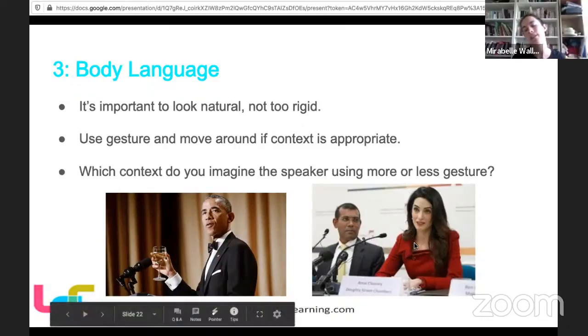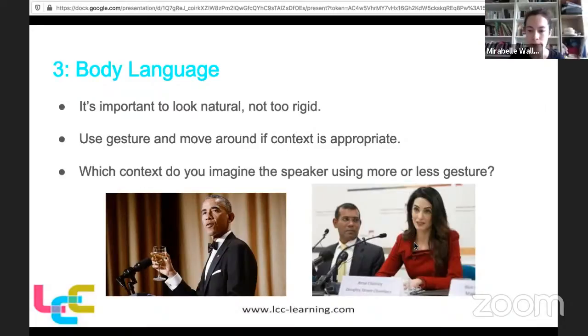And here on the right, another picture we saw on Monday. This is Amal Clooney, the human rights barrister. And here she is in court defending a client, I think.